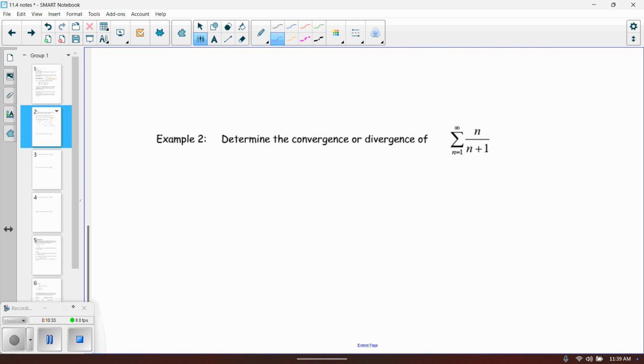Okay, so we're going to determine the convergence or divergence of the sum of n over n plus 1, n going from 1 to infinity. Could I use comparisons? Yes, I could use certain comparisons maybe. It's probably a little bit harder, but you always have to think back to, okay, is there something easier to do? Is there an easier way?